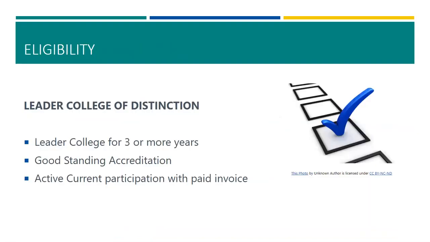Colleges that apply for the Leader College of Distinction certification must meet the following criteria. In addition to being in good standing with the accrediting agency, not on a warning or probation, and actively participating in the ATD network, at least participating at the annual network benefit level of $8,000. Colleges must have been a Leader College for 3 or more years to apply for Leader College of Distinction status.